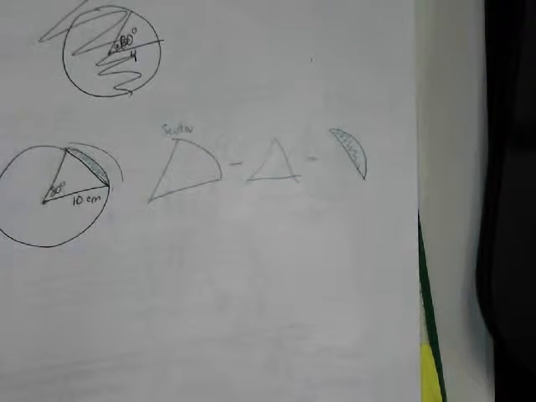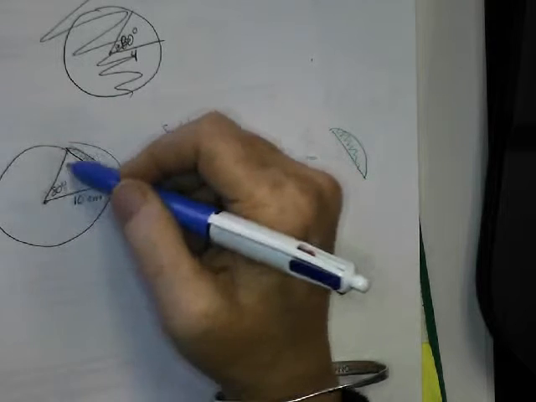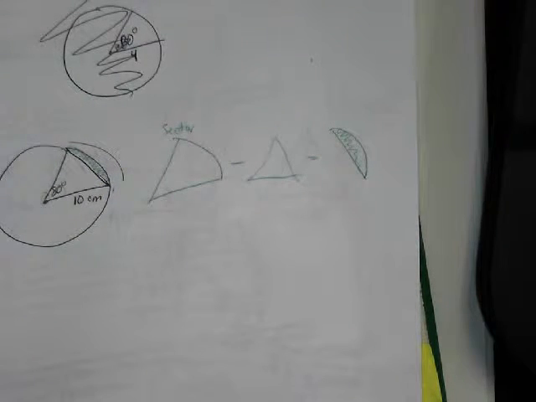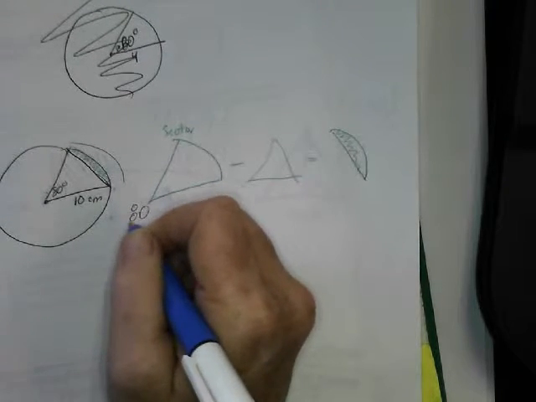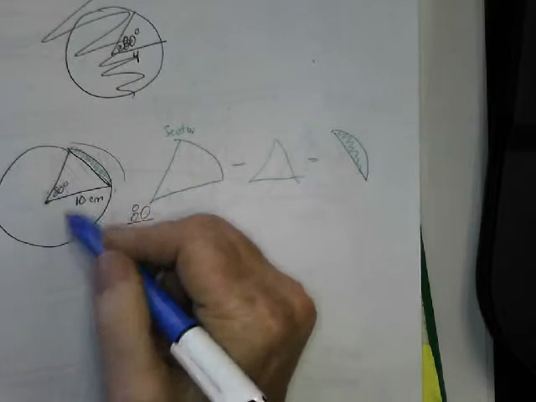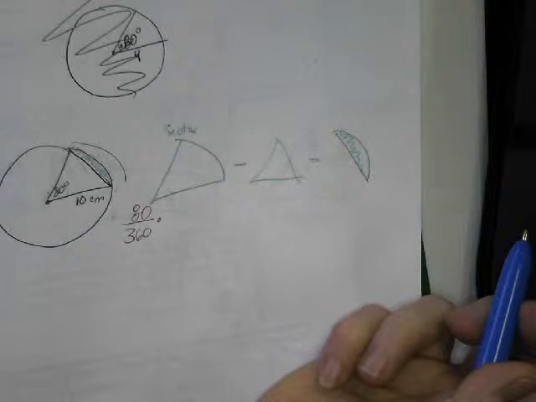How do we find the area of the sector? In other words, this whole slice of pie right here. How about we find out what part of the circle that is? It's more than half. It's not half the circle. It's a certain fraction of the circle. It's 80/360ths to be exact. Do you buy that? It's 80/360ths of the circle. So if I can find the area of the circle and multiply it by 80/360ths, that'll give me the sector.